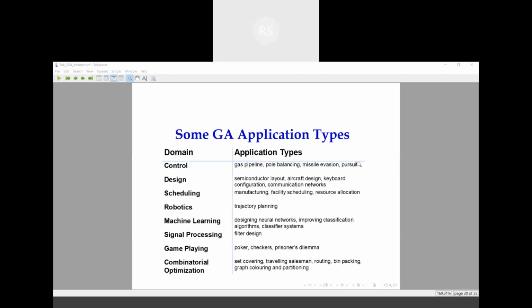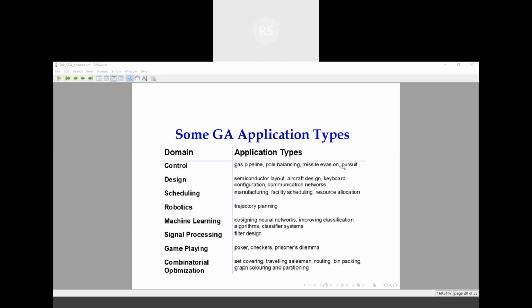Now, some GA application types. This is just to give you an idea that the knowledge of genetic algorithm is not limited to any specific branch. It is applicable across almost all the disciplines. For example, control, as I said, gas pipeline, pole balancing. Pole balancing is a very difficult problem as far as the control people are concerned. Just imagine one rod you are trying to balance on your hand, how difficult it is.